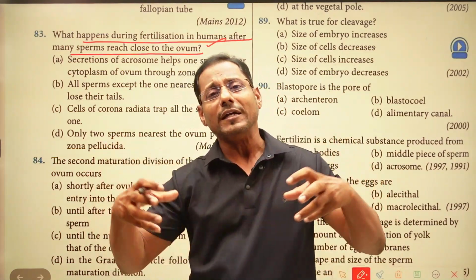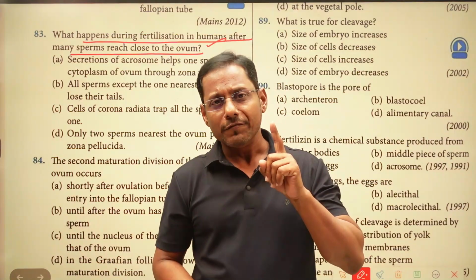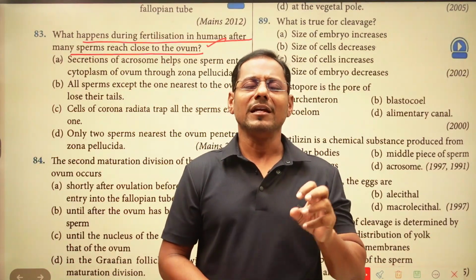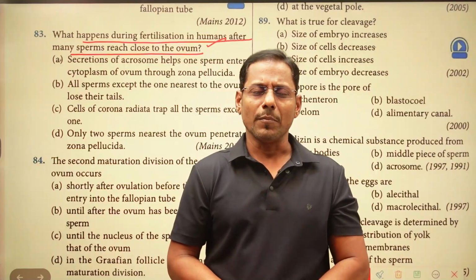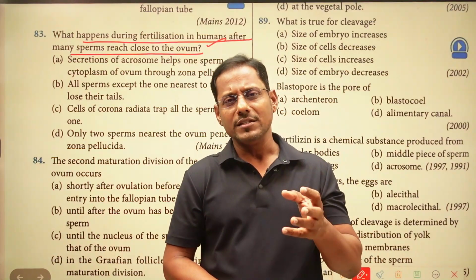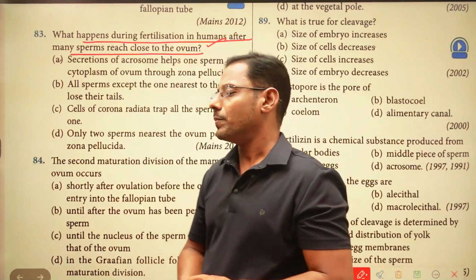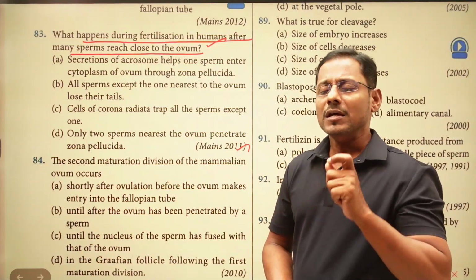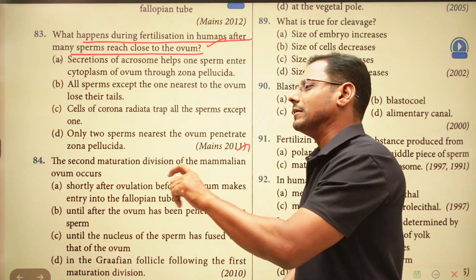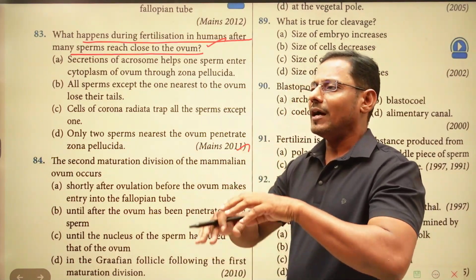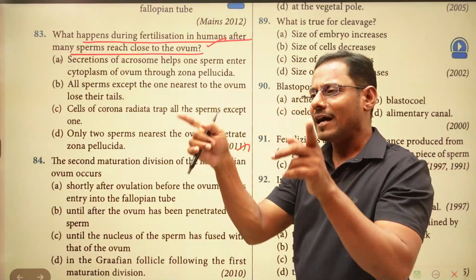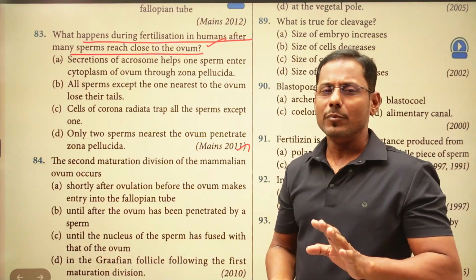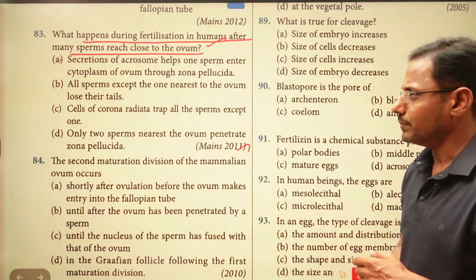Many sperms are going to be attached to the surface of the ovum, but only one sperm is going to enter the ovum. When it first touches the zona pellucida, enzymes are released from the acrosome. That particular sperm which releases the enzymes digests the zona pellucida of the ovum, and only that sperm is going to enter the ovum and fertilize it. After entering the ovum, the outermost layer is going to be hardened to prevent polyspermy, that means polyfertilization.